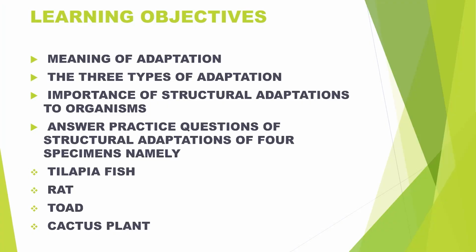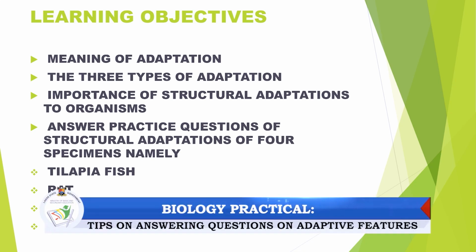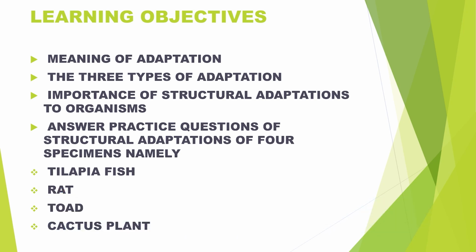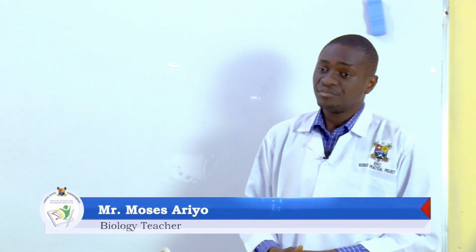But before we proceed, I would like to share with you the learning objectives in this class. Number one, at the end of this class, you will be able to give the meaning of adaptation. And number two, you'll be able to give the 3 types of adaptation. Number 3, you'll be able to answer some practice questions on about 4 specimens that will be presented to you. And also, you'll be able to state the importance of adaptation to organisms. So let's go with our first learning objective.